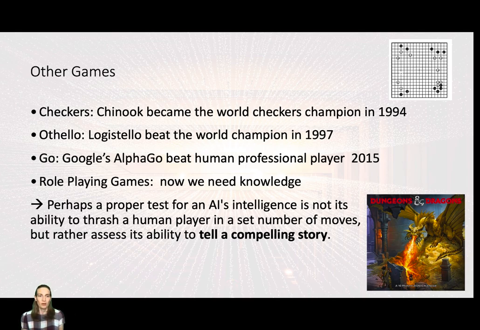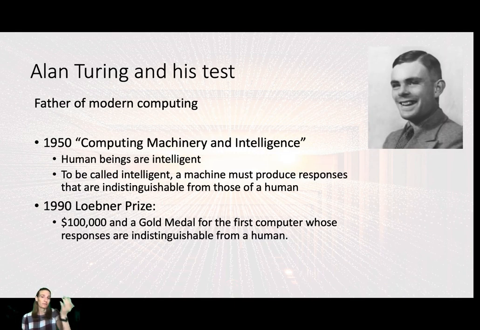So maybe a proper test to see if AI is really intelligent is not its ability to beat a human in chess, but its ability to tell a compelling story, for which we need knowledge and to understand that knowledge. This brings us to one of the most famous tests for AI, though not without problems: the Turing test. Alan Turing is the father of modern computing. I already mentioned Turing completeness a few slides ago.